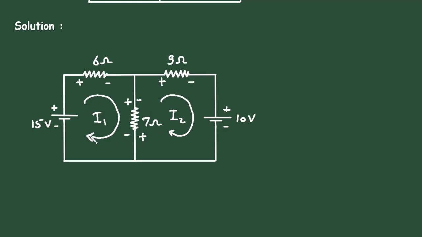Now let's apply KVL, that is Kirchhoff's voltage law, to mesh number 1. Now let's say we are starting from this point, so it will be minus 15, then plus 6I1, then plus 7.